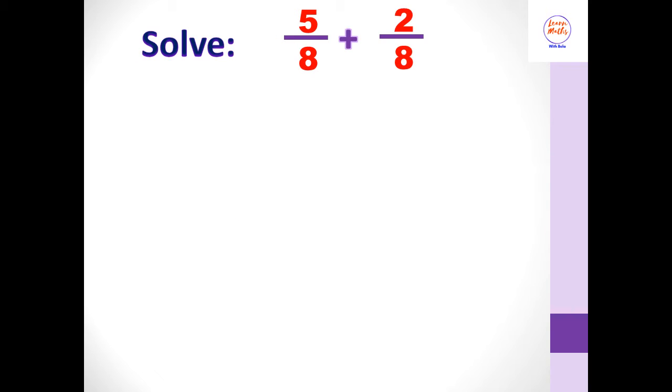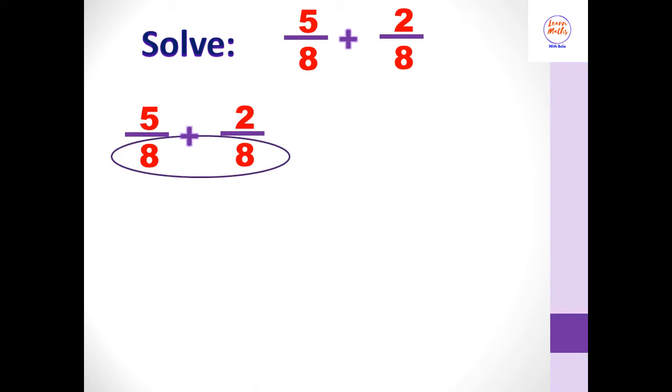Then 5 over 8 plus 2 over 8. We are going to still use the same procedure. They have the same denominator. Whenever you are adding or subtracting a fraction, make it a point of duty to first check out the denominators, because the denominators are important. They have a lot of impact on the method you are going to use to solve your fraction. And for now, we are still working with like fractions.